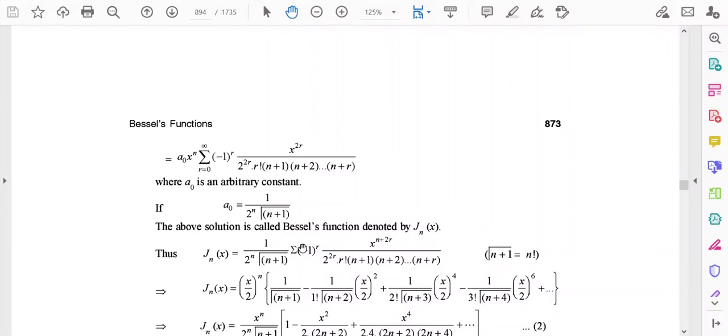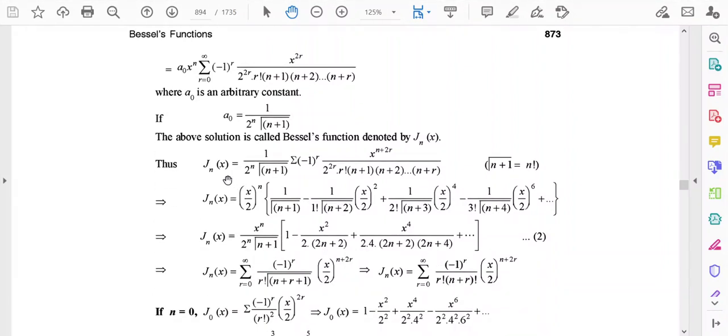So what is Jn(x)? Jn(x) is equal to, in place of a0 we are writing 1 divided by 2 to the power n gamma n plus 1, and this summation term. Gamma n plus 1 is equal to n factorial. We know this relation, that gamma n plus 1 can be written as n factorial. So Jn(x) is known as Bessel's function.